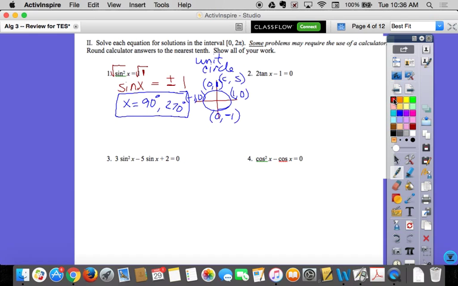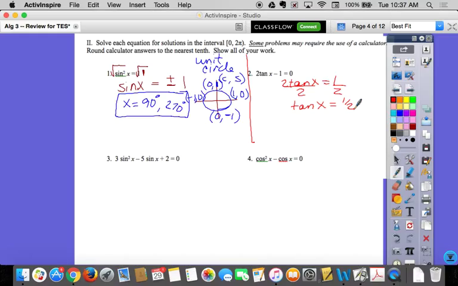All right, for number 2, let's solve this. We'll have 2 tangent of x equals 1. Divide by 2. So I've got tangent equals 1/2. Well, the only time you use a unit circle for tangent is when it is 0 or undefined. So we don't need a unit circle.